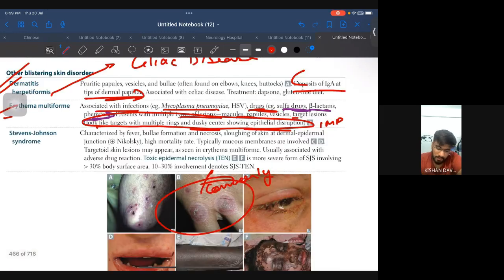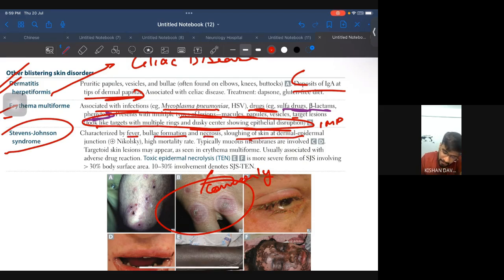Moving to the last part, Stevens-Johnson syndrome is characterized by fever, bulla formation, necrosis, sloughing of skin at the dermal-epidermal junction. Nikolsky positive. Now see, Stevens-Johnson syndrome, they don't ask directly. They will ask which drugs are responsible for Stevens-Johnson syndrome, and most commonly they are the anti-epileptic drugs.